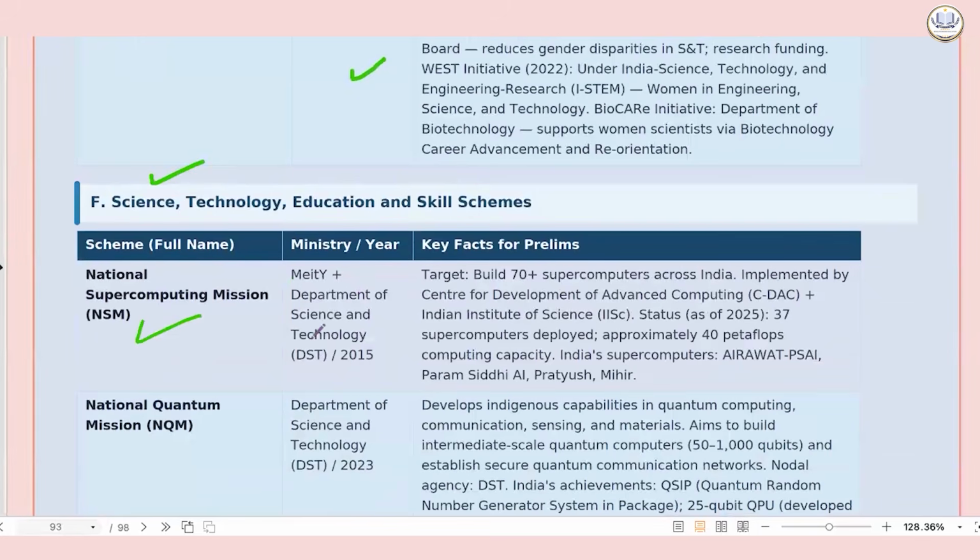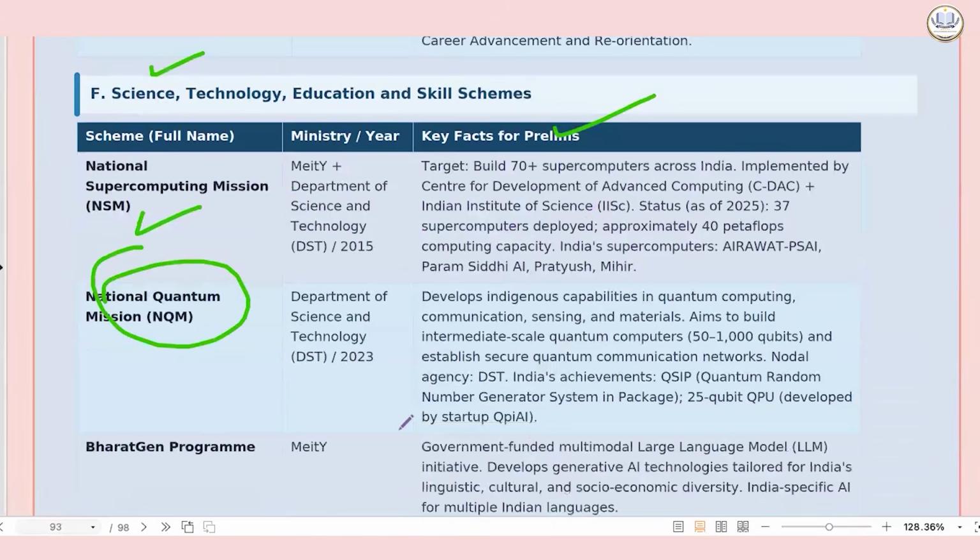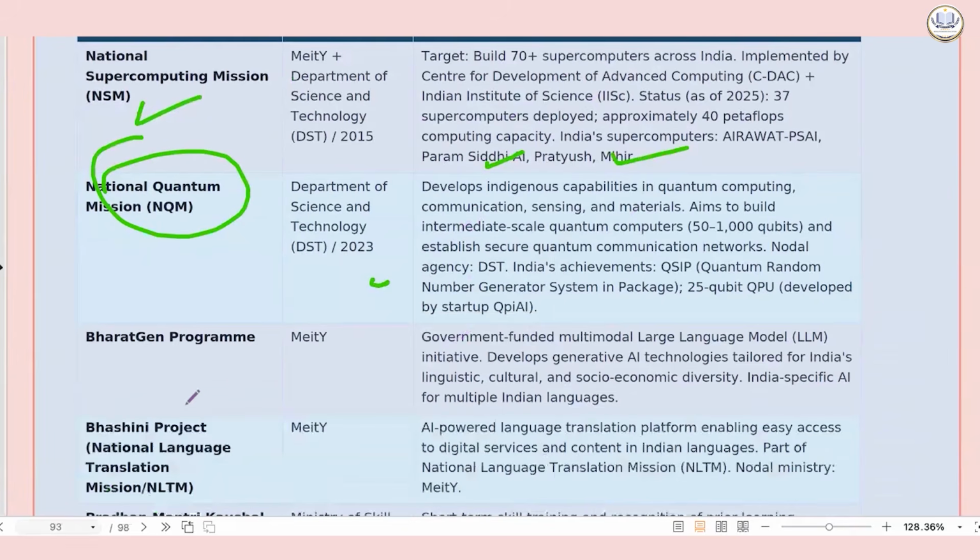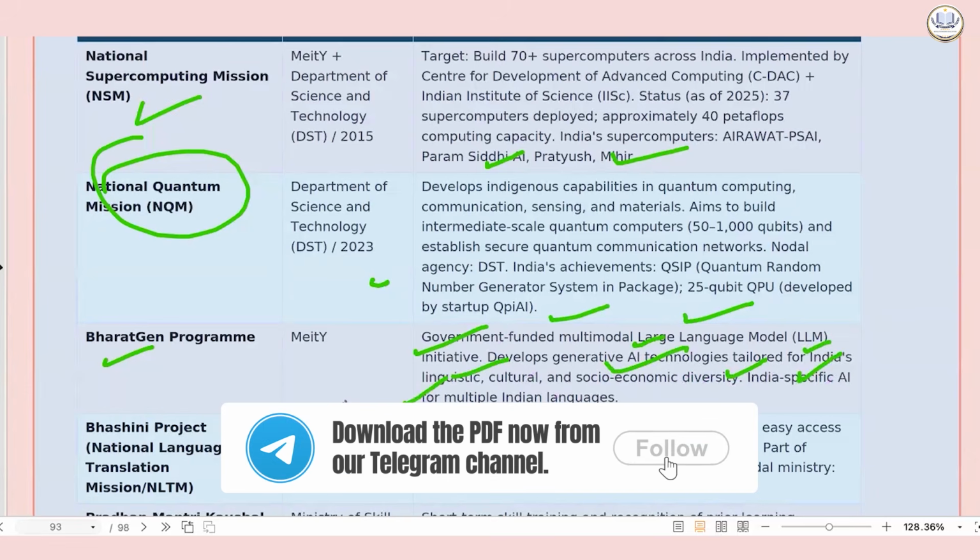Now, the National Supercomputing Mission, which we had read, is building 70 plus supercomputers. National Quantum Mission, we have already read this as well. It develops indigenous capabilities in quantum computing. Then the Bharat program, a government-funded multimodal large language model initiative, develops generative AI technology tailored for India's linguistic, cultural, and socio-economic diversity. India-specific AI for multiple Indian languages.